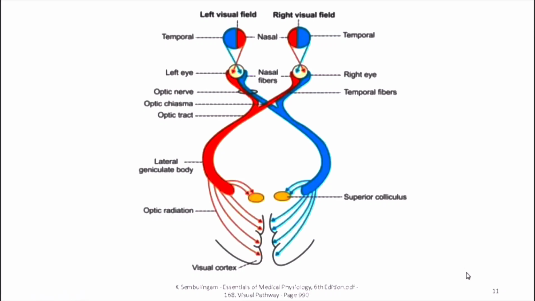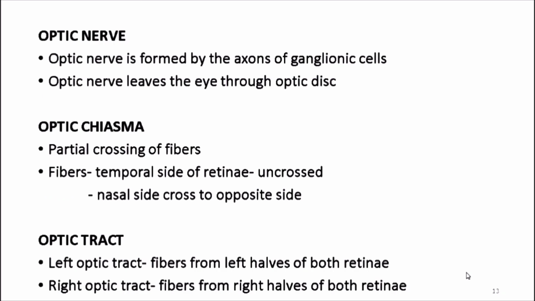It forms the optic radiation, and it goes to the visual cortex. So one by one, I'll tell you what the optic nerve is. The optic nerve is formed by, as we have learned now, which cells? Second order neuron it is, no? So the second order neuron was the ganglionic cells. So the optic nerve is formed by the axons of ganglionic cells.